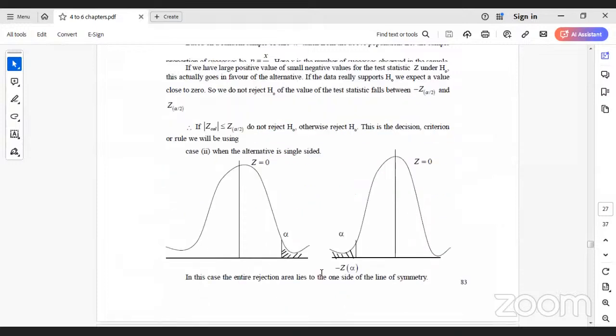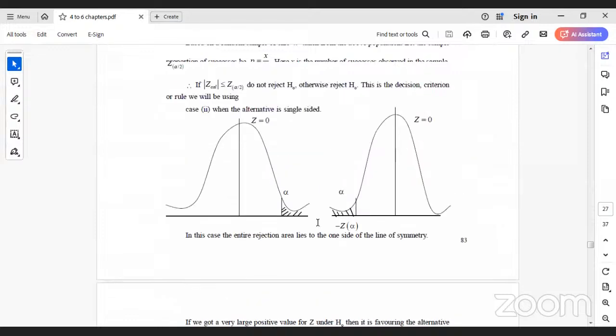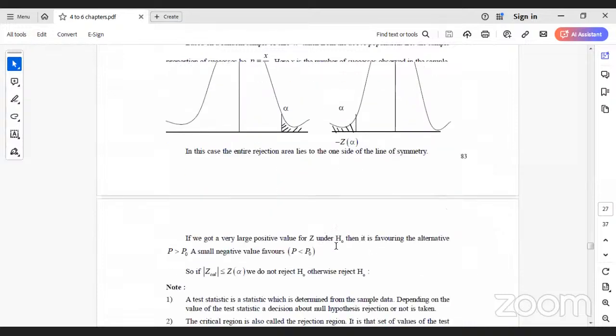So you see here, this is the left side and this is the right side, this is positive and this is negative. In this case the rejection area lies on either side of the line of symmetry. Komal, we learned this in the 2nd semester, mathematical moment inequality. Yes, sir. So if the value is less than the critical value we do not reject, and if greater we reject.